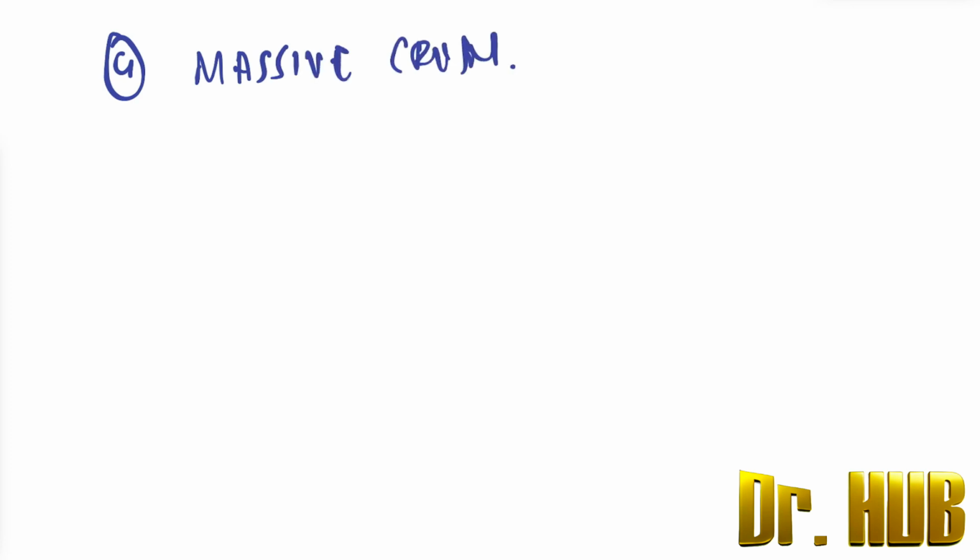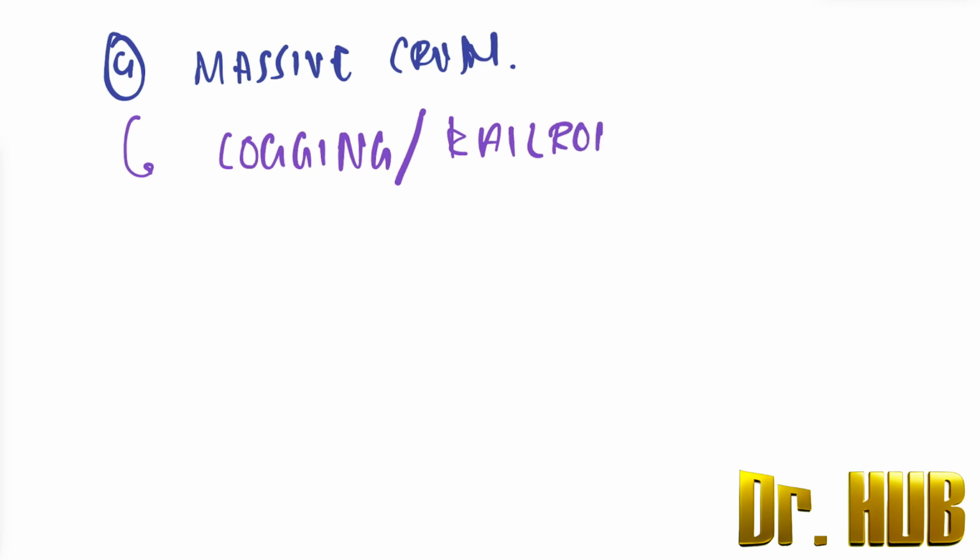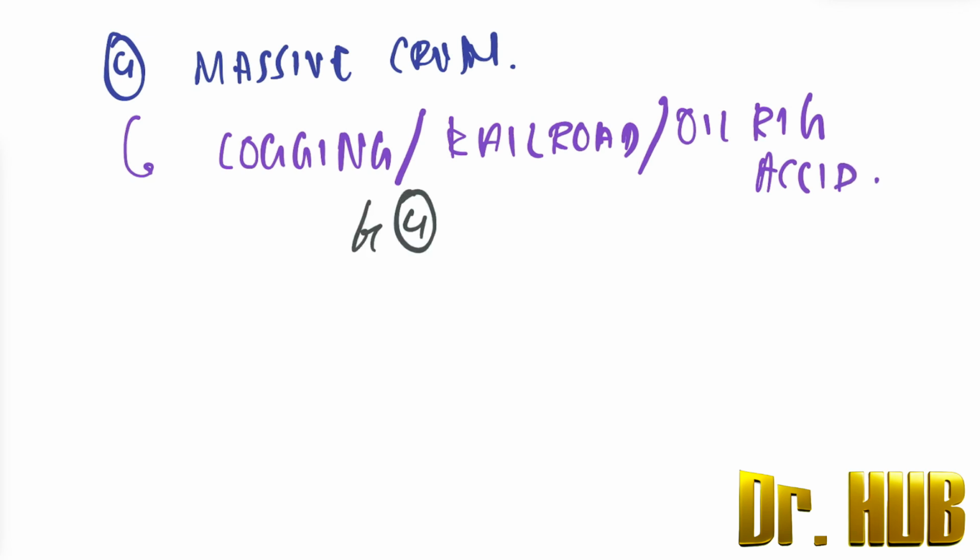Lastly, grade 4. As the scores and the levels increase, the damage is more severe. So 4 means massive crush. What is the injury associated? There is logging, railroad, as well as oil rig accidents. So this is 4 points.